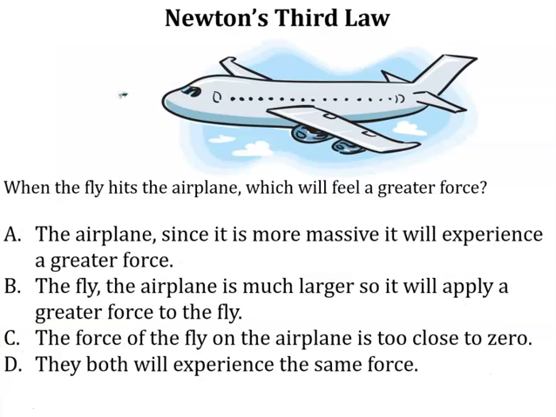Okay, when the fly hits the airplane, which will feel a greater force? A, the airplane, since it is more massive, it will experience a greater force. B, the fly, the airplane is much larger, so it will apply a greater force to the fly. C, the force of the fly on the airplane is too close to zero to count. Or D, they both will experience the same force? Think and answer. And of course, the pattern should be clear now, the answer is going to be D. They both will experience the same force. The fly hits the plane, the plane hits the fly. Newton's third law says those forces must be equal and opposite.